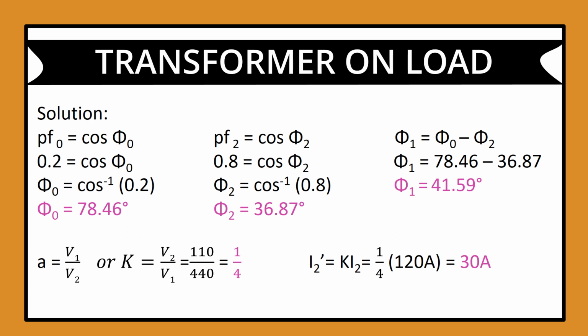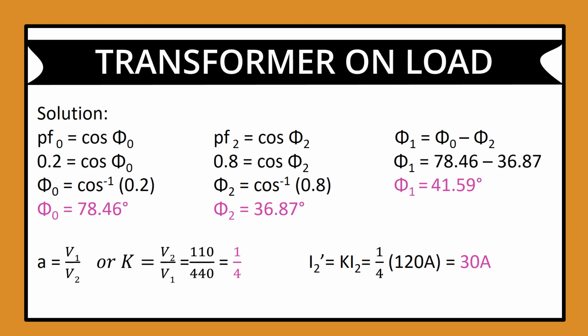The same thing goes with our phi sub 2, wherein phi sub 2 is equal to inverse cosine of 0.8, which is equal to 36.87 degrees. When we subtract phi sub 2 from phi sub 0, we can get the phi sub 1, which is equal to 41.59 degrees.